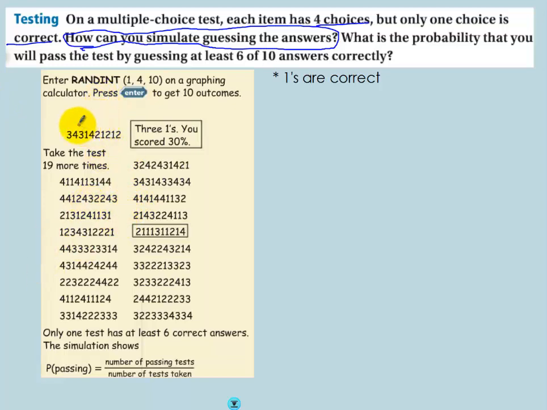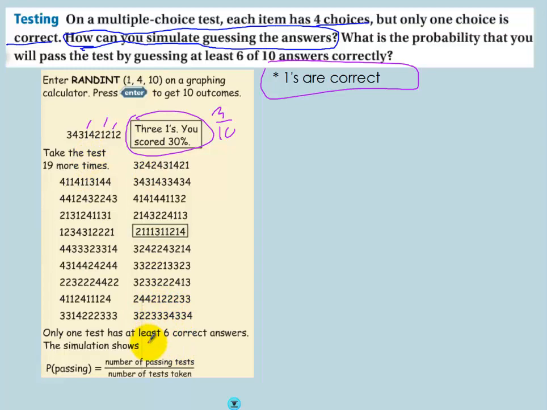Let's say it was generating random numbers between 1 and 4, and every time you answered, number 1 is correct, but the other numbers are wrong. In this case, they've already generated a bunch of random numbers. So 10 questions on a test. The first guess was 3, 4, 3, 1, 4, 2, 1, 2, 1, 2. And since there's only 3 ones in that, that means they only scored 30% of the questions right, or 3 out of 10. And then here's the other 19 simulations.